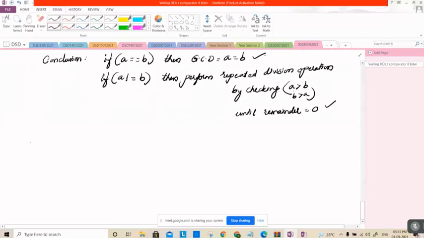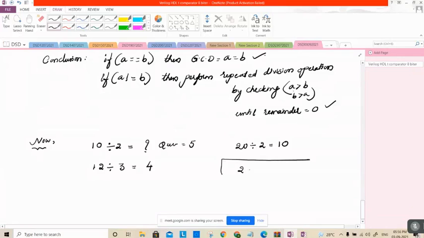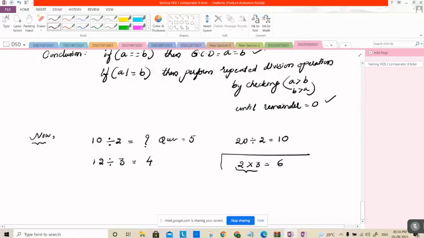Now, what is 10 divided by 2? So the quotient is equal to 5. Now, what is 12 divided by 3? Right, 4. What is 20 divided by 2? 10, right. Okay. What is 2 multiplied by 3? 6, right? So we can perform this operation in this way also, right?